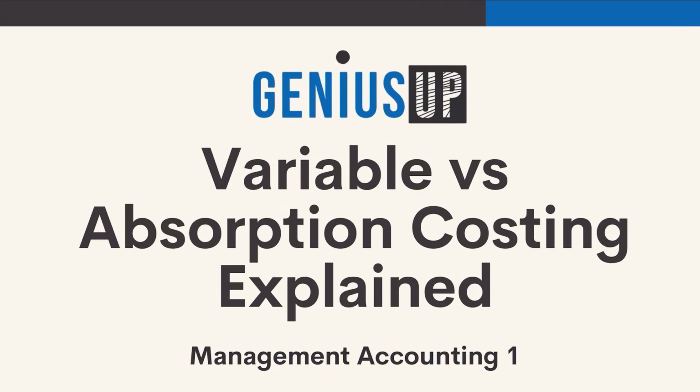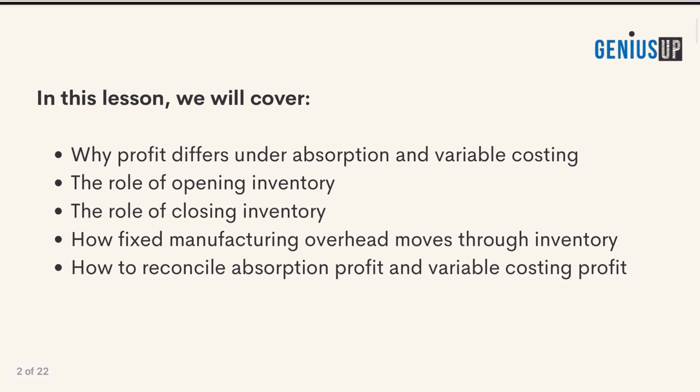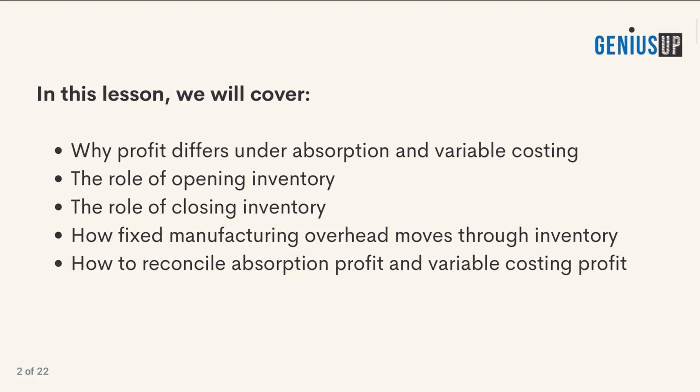So in this lesson, we're going to be comparing variable versus absorption costing side by side. The main key objectives of this lesson are to uncover why profit differs under absorption costing versus variable costing. Secondly, the role of opening inventory and closing inventory on the profit differences. Fourthly, how fixed manufacturing overheads move through inventory. And lastly, how to reconcile absorption profit and variable costing profit. So those are the key main objectives.